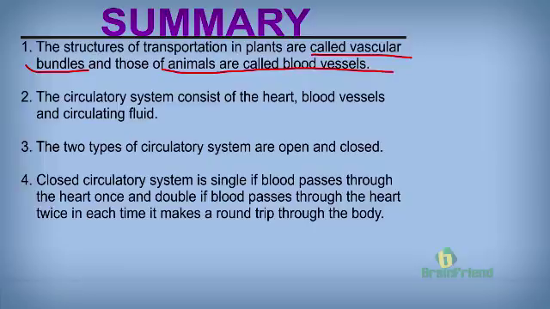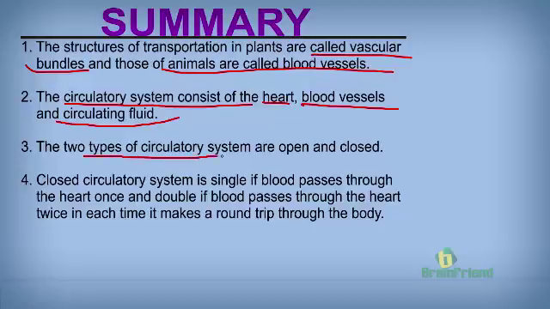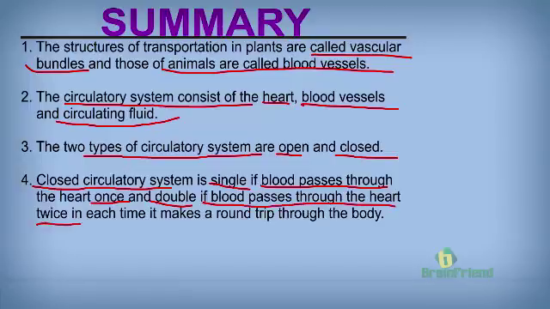We also said the circulatory system of animals consists of the heart, blood vessels, and a circulating fluid, which is usually the blood. We said there are two types of circulatory system in animals, and they are open and closed circulatory system. Lastly, we said closed circulatory system is single closed circulatory system if blood passes through the heart once, each time it makes a round trip through the body, and it is called double closed circulatory system if blood passes through the heart twice, each time it makes a round trip through the body.